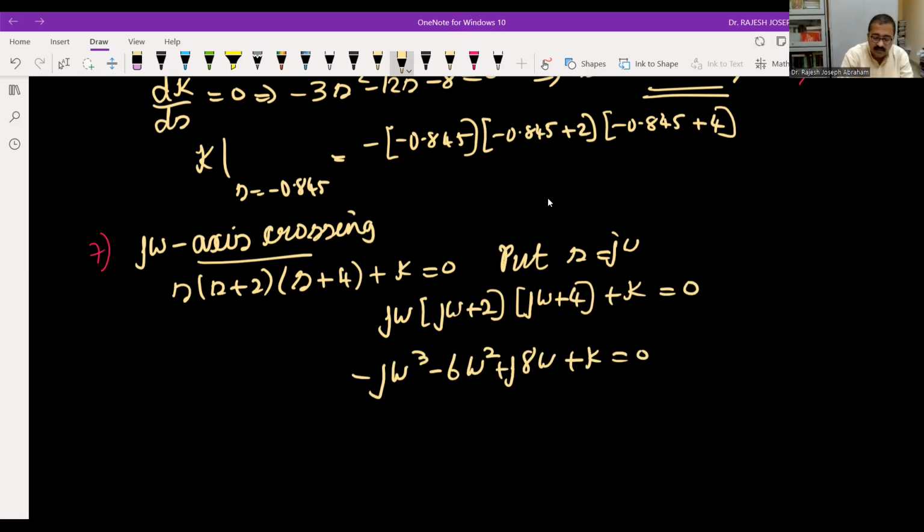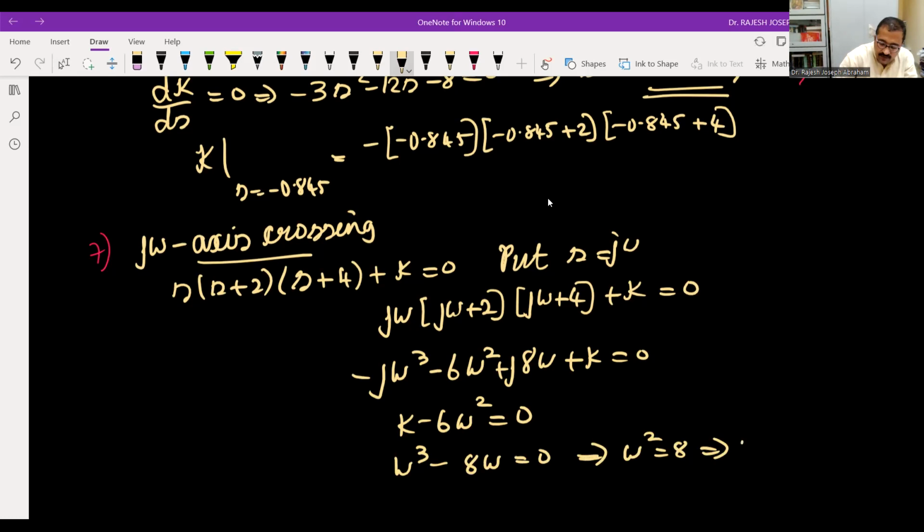Now we equate the real part to 0 and the imaginary part to 0. So you will get k minus 6 omega square equal to 0 and omega cube minus 8 omega equal to 0. From here you will get omega square as 8, or omega will be root 8 radians per second. Substitute that into the other equation. So from here you will get k equal to 6 into 8, which is 48.